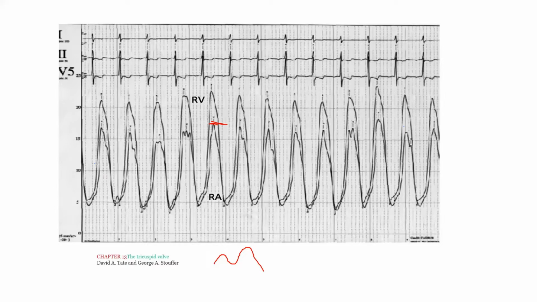But when it becomes giant like this, that is severe TR. And if you see it in the left side, that would have been severe MR. This is a giant V wave. They sometimes call it ventricularization of the V wave. The V wave is catching up with the RV pressure.